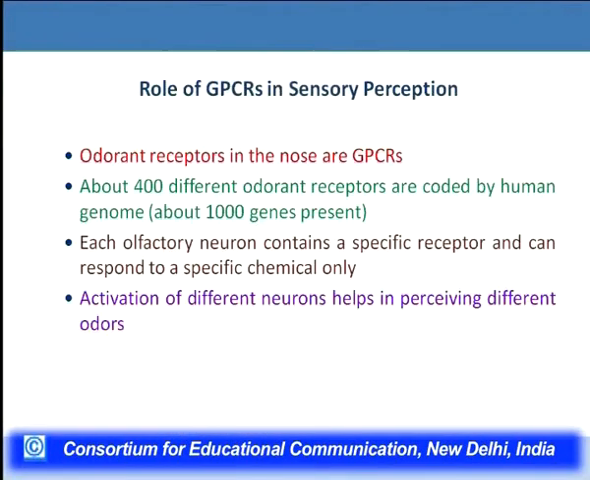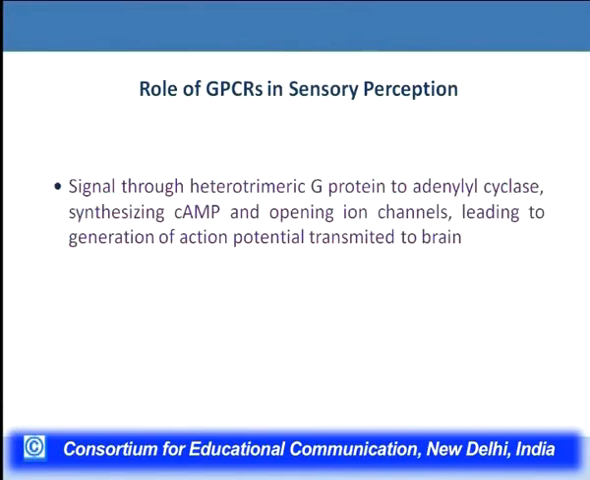Sensory perception, as I've said already, is responsible for black and white vision, a part of color vision, and it is also responsible for detecting various types of odors or smells in the surroundings. Odorant receptors in the nose are GPCRs. In the human genome, about 1,000 such genes are present, but many of them are pseudogenes, and about 400 different odorant receptors are coded by the genes in humans. Each olfactory neuron contains a specific receptor which responds to a specific odor only, and it helps in detecting specific odors in the surroundings.